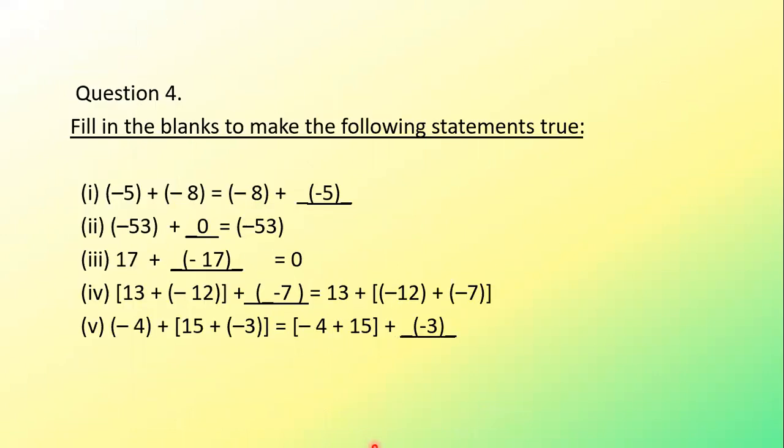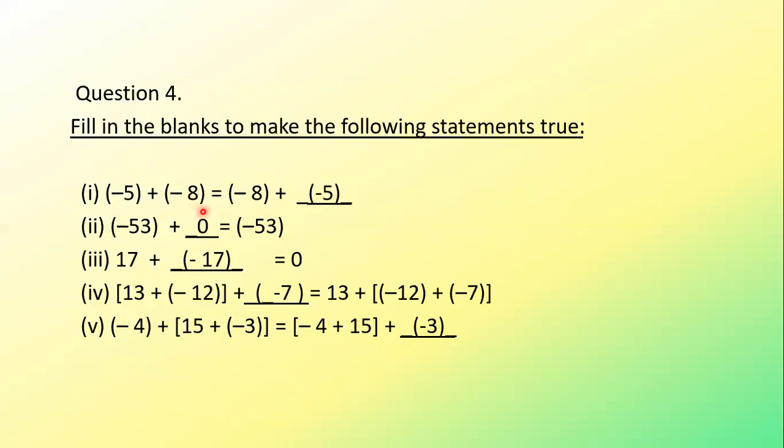Here some fill in the blanks are given. You have already learned about the properties for addition of integers. According to the property, we have to fill the blanks. First question is minus 5 plus minus 8 is equal to minus 8 plus blank, and which number we have to add to minus 8 to get the same answer as minus 5 plus minus 8.